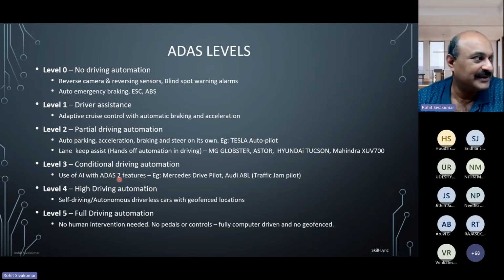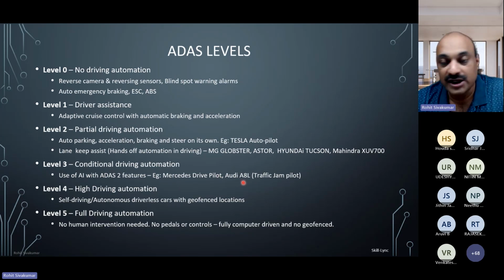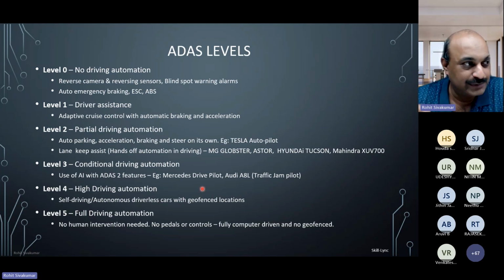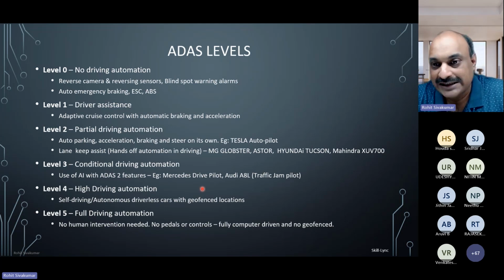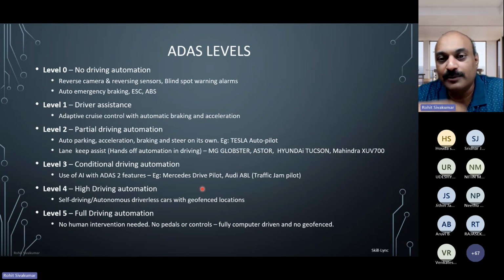Level 3 ADAS is basically conditional driving automation, which is seen in the Mercedes Drive Pilot as an example, where they have applied this. Audi A8L is another such vehicle where we have ADAS 2 features along with level 3. Level 3 is about being able to automatically move the vehicle without the driver's intervention in, say, a traffic jam. There you have to slowly look at the traffic ahead, slowly release your brake, clutch, move a little ahead, then stop and apply the brakes. Those things are automated in level 3.